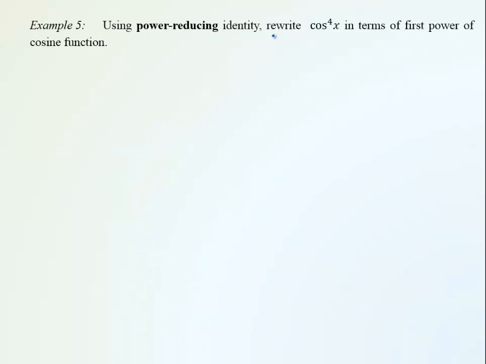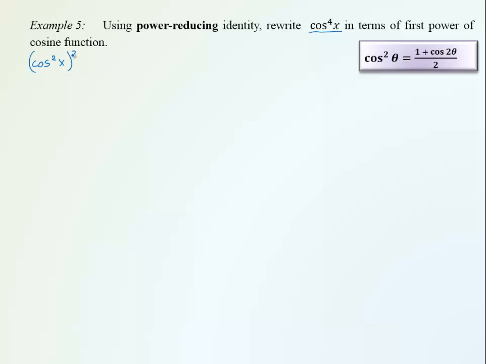In this exercise, we are asked to rewrite the fourth power of cosine in terms of first power of cosine function using appropriate power reducing identity. Just for our recollection, this is the identity that will be helpful. Well, we don't have cosine square, we have cosine to the 4. However, this could be written as cosine square x and then square it again.